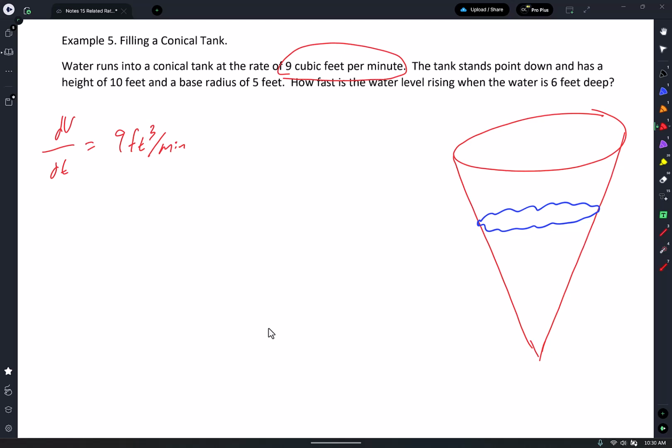The tank stands point down and has a height of 10 feet. Of course, if there's water in it, it has to be point down. You can write 10 feet on it because that's how big that tank is, and it has a radius of 5 feet. So the radius of this big conical tank is 5 feet.